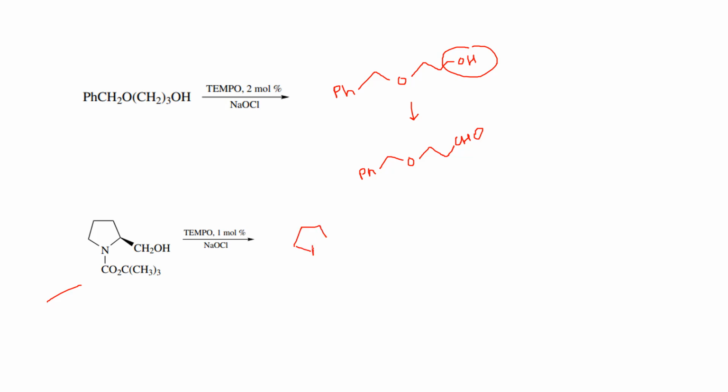As TEMPO is reacting only on the alcohol center, it will not affect this carbon center. So the stereochemistry of the aldehyde will be the same as the alcohol. It is not that the aldehyde is formed by attack from this carbon. This carbon center is not taking part in this reaction, because all the reaction is happening on this carbon: this oxygen will attack this nitrogen, then the proton will be removed from here, then this goes here. So this carbon is totally unaffected under the reaction condition.